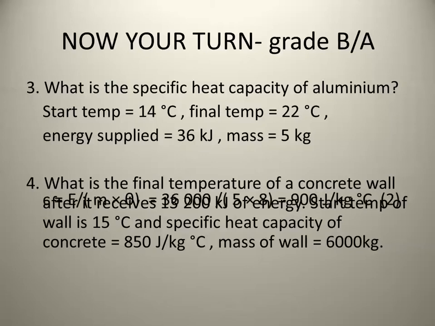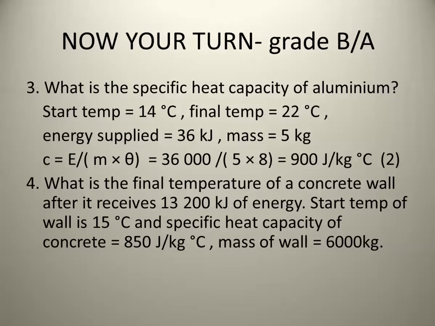Okay, here's the solutions. Right, we rearrange it, and from the previous slide we see that C equals E over M times theta. We look at the data and see we've got 36 kilojoules, which is 36,000. Put 3 zeros in. That's a common thing that we need to do to change kilojoules into joules. We then divide it by the mass of 5 times 8, because theta is the temperature difference, which is 22 minus 14. And when we work all that out, we get 900 joules per kilogram degrees. Okay, fairly straightforward. It could be worth showing theta equals 22 minus 14, however, no, it's there anyway.